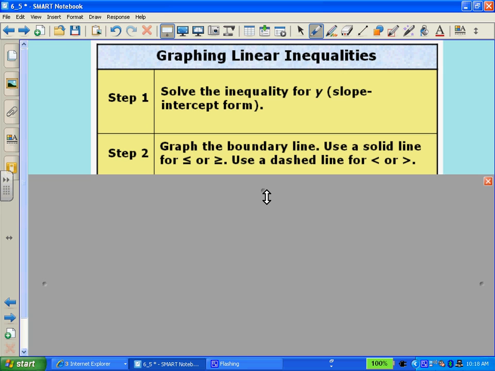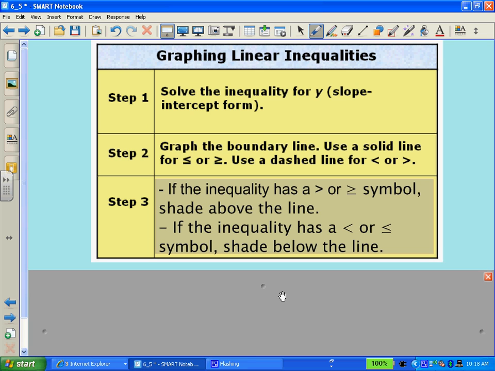Now we use a solid line for less than or equal to, or greater than or equal to, and we use a dash line for less than or greater than. And then finally, if the inequality is a greater than or equal to inequality, we're going to shade above the line to show that the solutions of the inequality are everything above the line. And if it's a less than or equal to symbol, we shade below the line to show that the solutions are everywhere below the line.